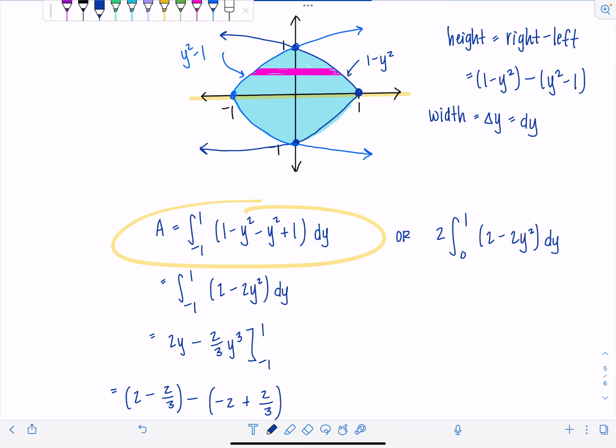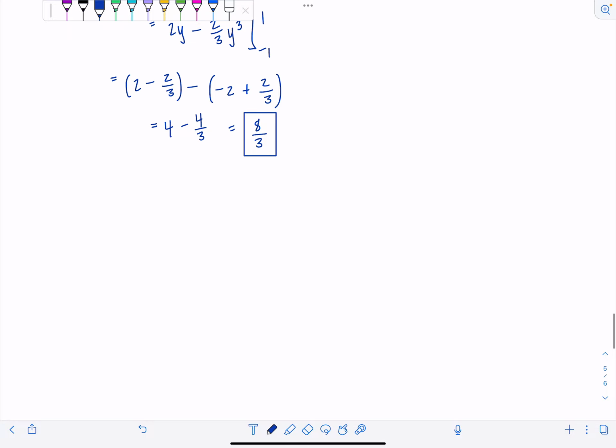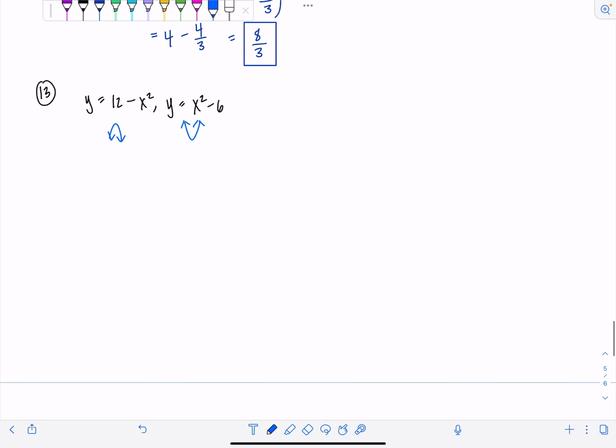So speaking of that shortcut, I'll do one more example for this part 1 video, and we'll go ahead and try that out. So this is number 13, and here's the curves. y equals 12 minus x squared, and y equals x squared minus 6. So that's all they gave us. This is a parabola, the first one, opening downward that's been shifted up, and this parabola here is opening upward. So let's go ahead and figure out where they intersect.